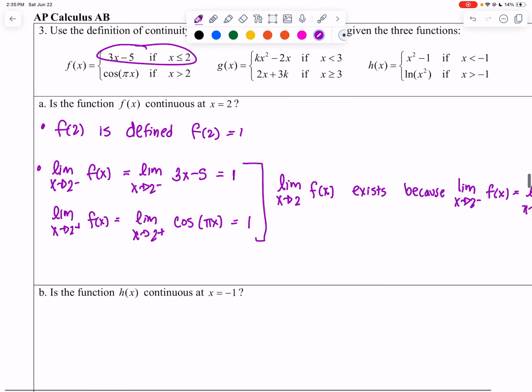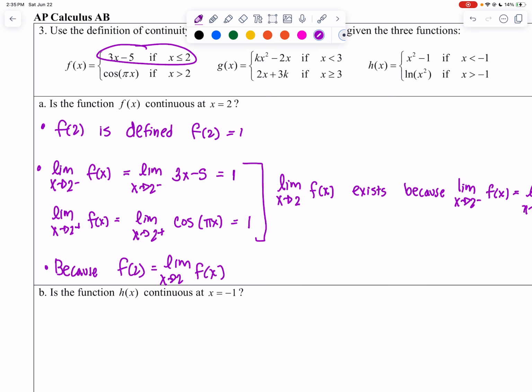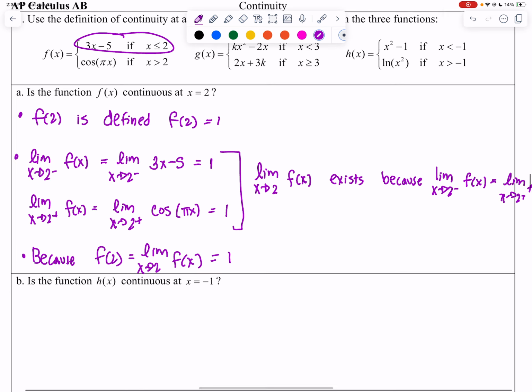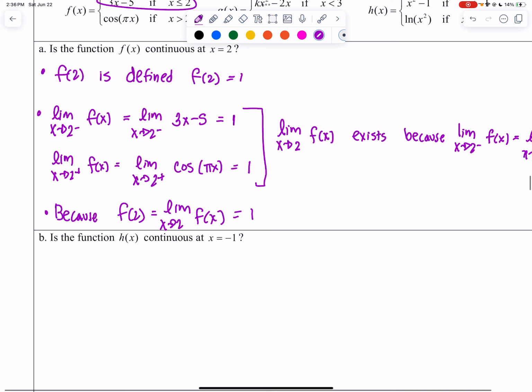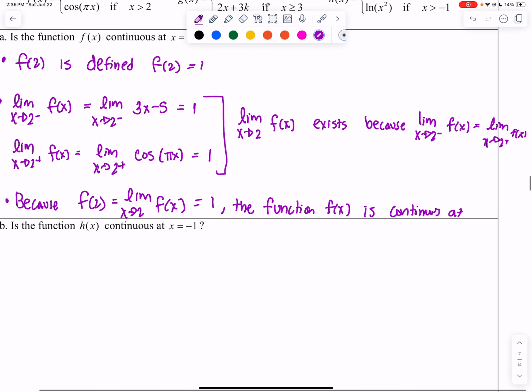And then, based off of 1 and 2, because f of 2 is equal to the limit as x approaches 2 of f of x, and because that's both equal to 1, this tells me that the function f of x is continuous at x is equal to 2.